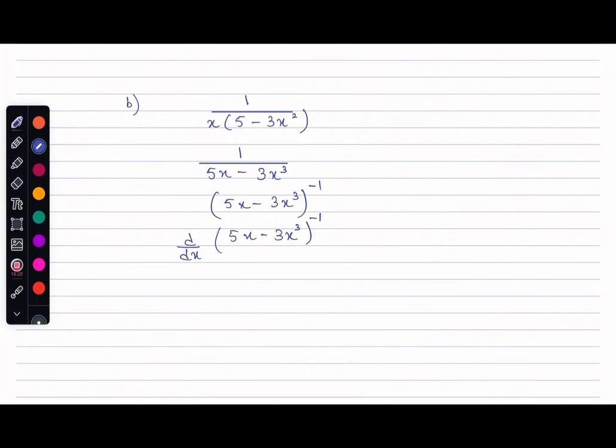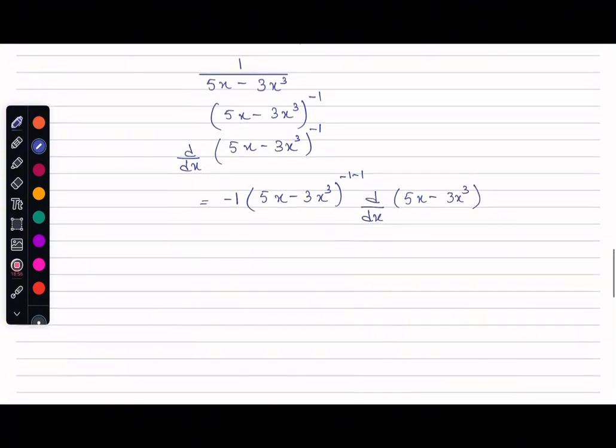power minus 1, then first I shall be differentiating with respect to the outer power minus 1, so that here I can say it's a minus 1, and 5x minus 3x cubed to the power minus 2, and then I should be differentiating the function which is within the bracket, which in this case is 5x minus 3x cubed. So finally, I should be having a negative 1, 5x minus 3x cubed to the power minus 2, and then here I can say the differential of 5x is a 5, and differential of negative 3x cubed.